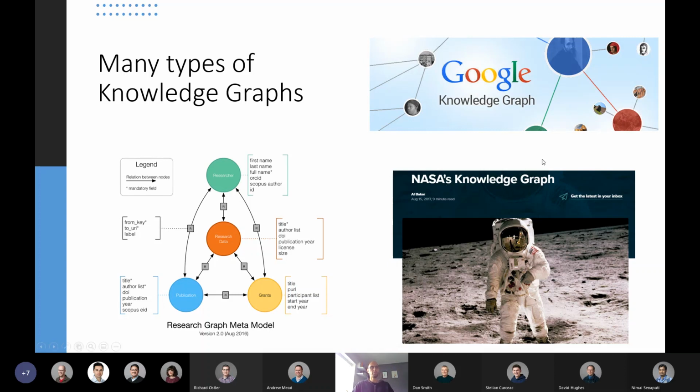Then there is a knowledge graph that NASA, for example, is building. It's called NASA's knowledge graph, which is more like a lessons learned knowledge graph. They've been building it since the first experiments, modeling all the lessons they've been learning into a knowledge graph to improve future predictions. So it's just another type of knowledge graph.